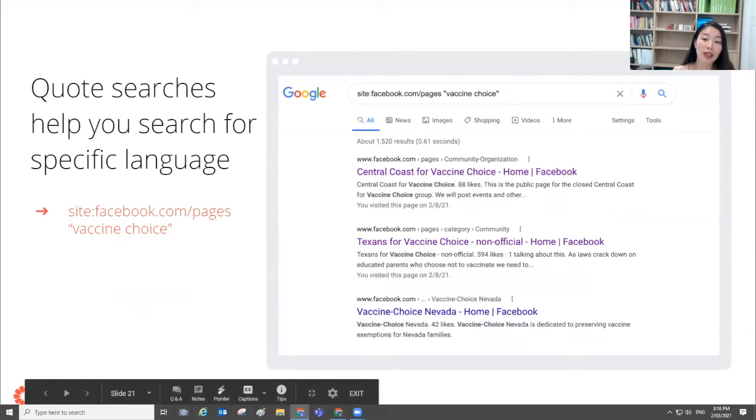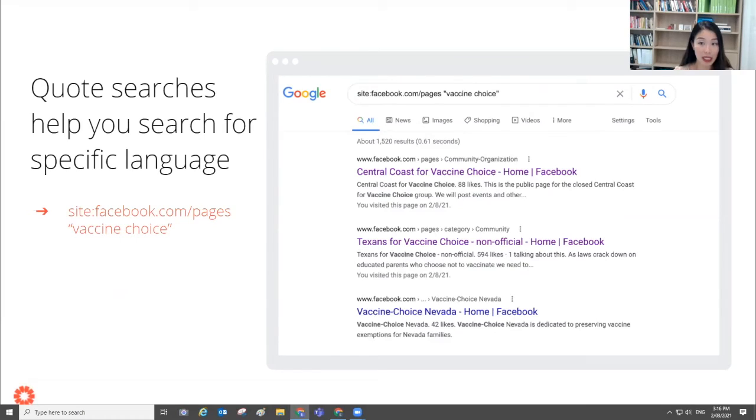This also helps you find content based on language that is specifically written in a certain way. So if I want to look for Facebook pages that talk about vaccine choice, which is a really specific term that is usually only seen in groups that don't agree with vaccines, right? So vaccine choice. I'm going to try to do a site search for that. I can put in my quote search here, vaccine choice, in quotation marks, and then we have results that are relevant. These are Facebook pages called Central Coast for Vaccine Choice, Texans for Vaccine Choice, and Vaccine Choice Nevada.